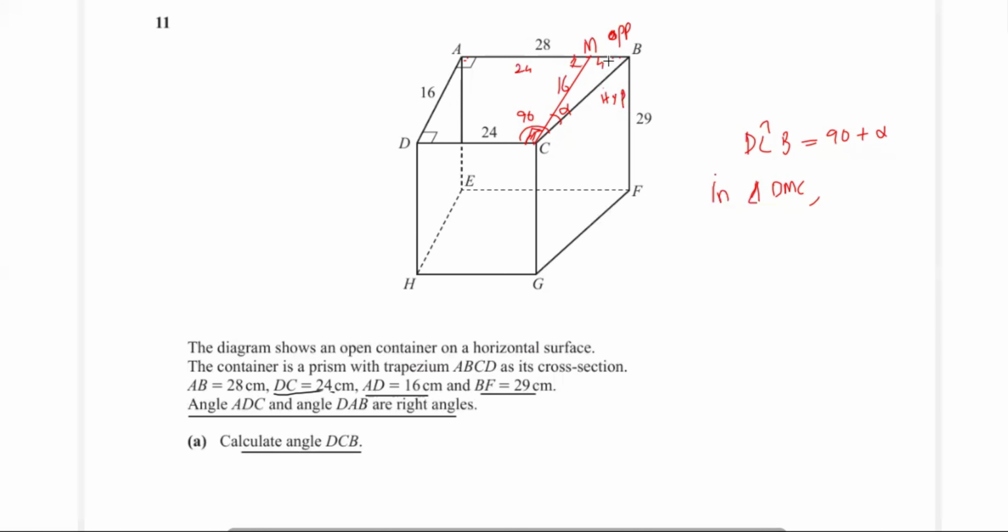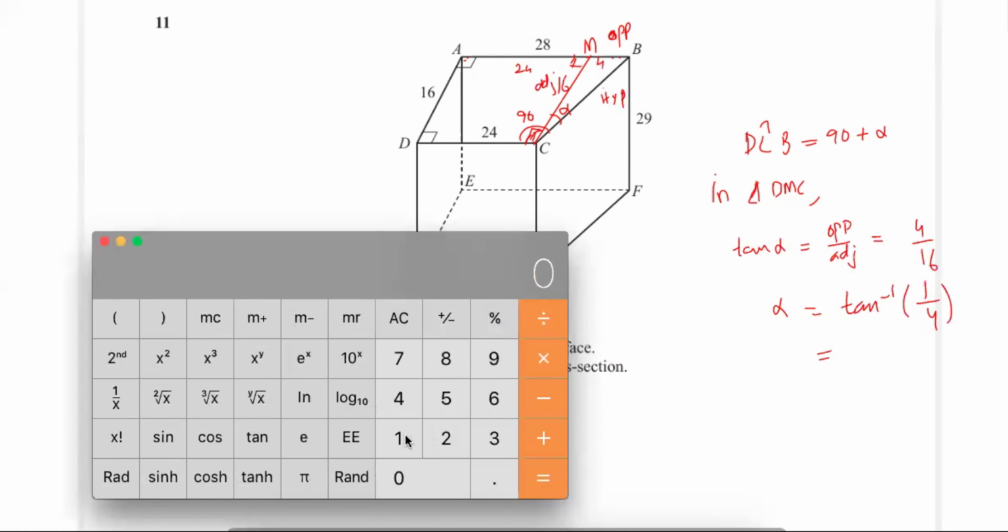Now you see here, this length is the opposite side and this is the adjacent. Opposite over adjacent is equal to tan theta. Therefore, tan alpha will be equal to the opposite side, 4, over 16. We write it as alpha equal to tan inverse 1 over 4.